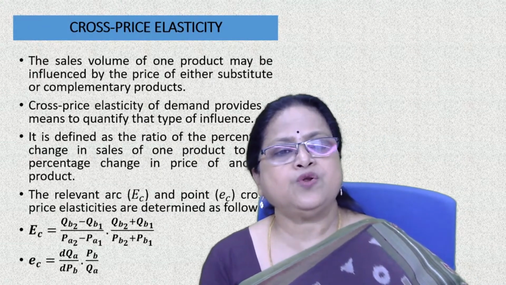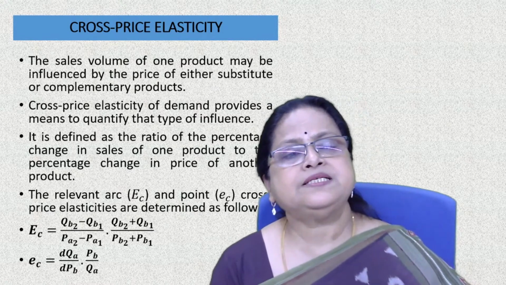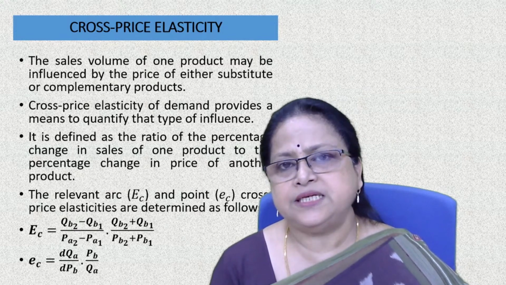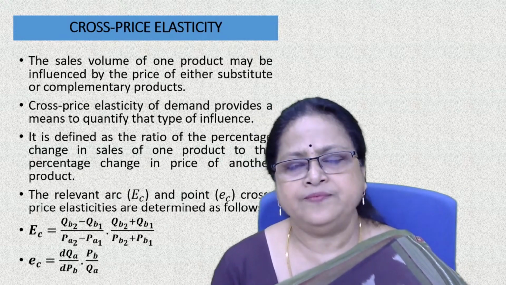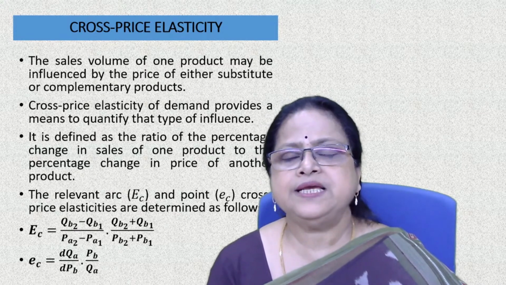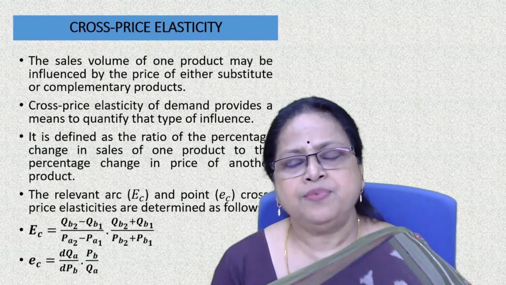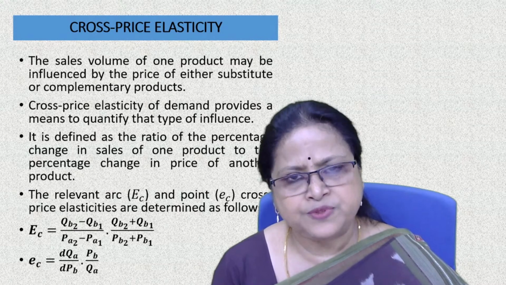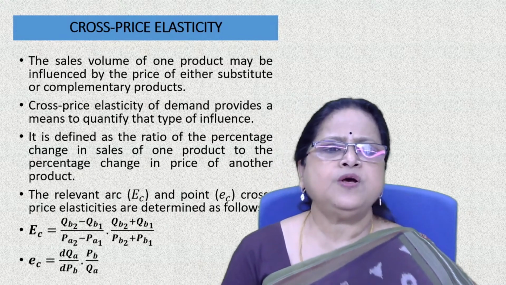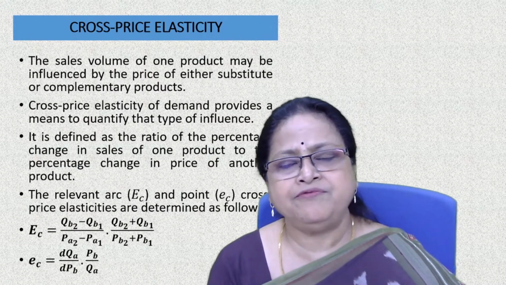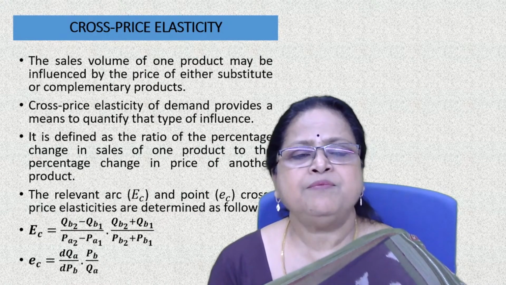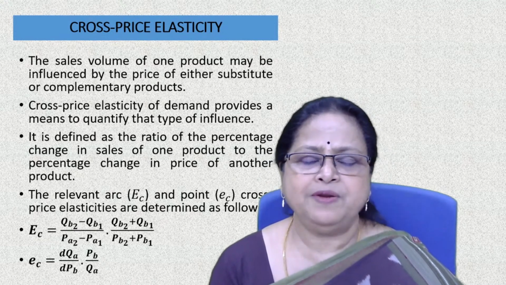Now, the next one is cross price elasticity. Here, cross price elasticity means we are discussing, suppose the price of Y is changing and there is a substitute good for Y. Another good is available which is a substitute for Y. Then we can say what is the impact of change in price of that substitute on the quantity demanded of Y. So cross price elasticity of demand provides a means to quantify that type of influence. That is, the sales volume of one product may be influenced by the price of either substitute or complementary products.